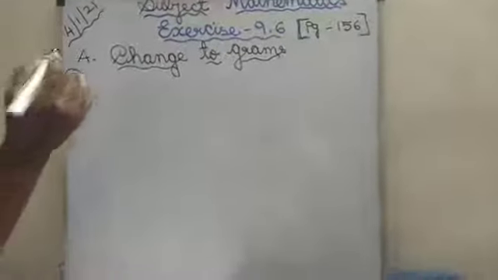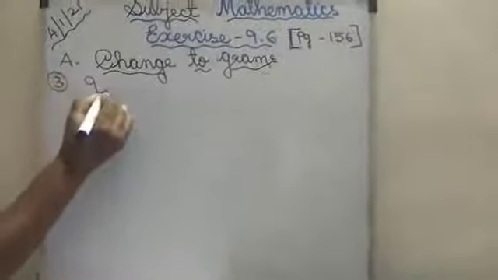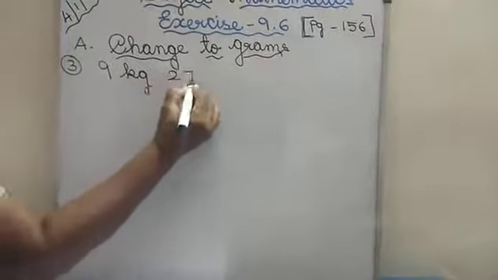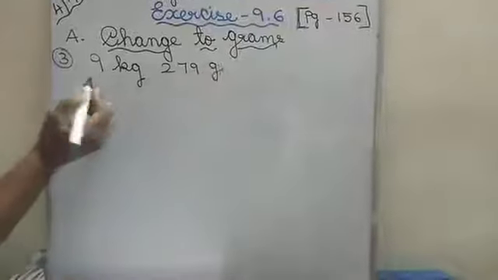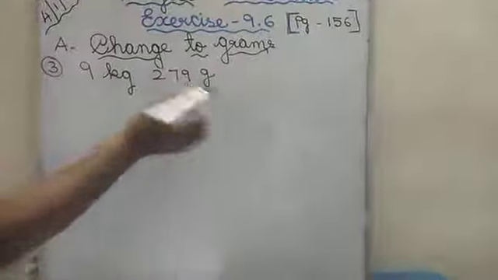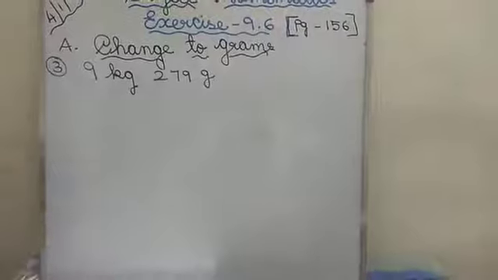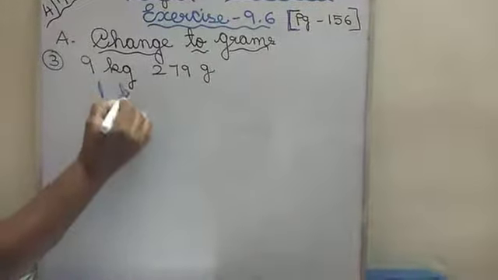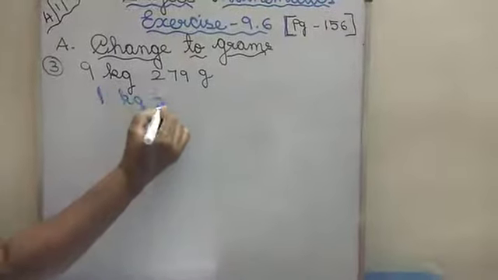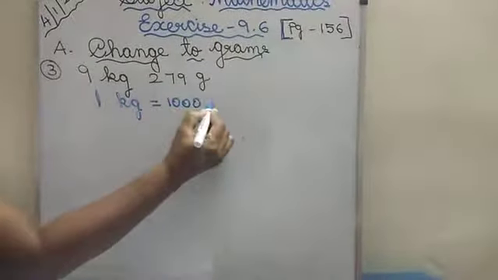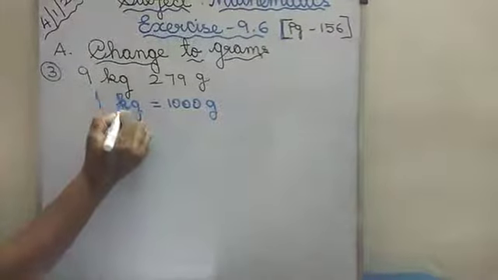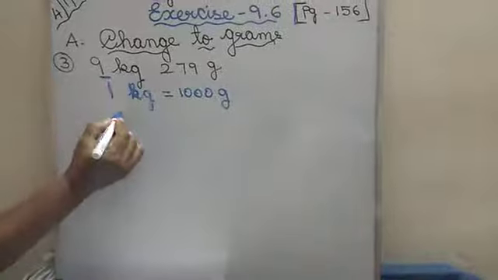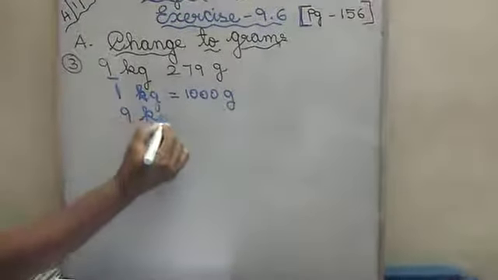Okay, the third sum is 9 kg 279 gram. What children? 9 kg 279 gram. So here what you have to do children? 1 kg is equal to what children? 1 kg is equal to 1000 gram. So now you have to change this kg to gram. So 9 kg is equal to what will come children?